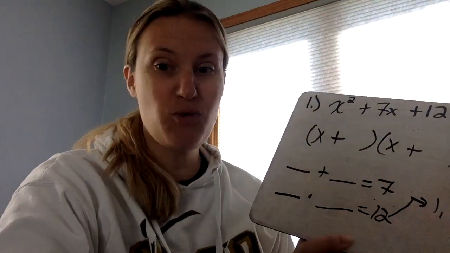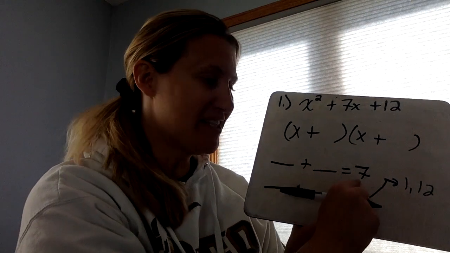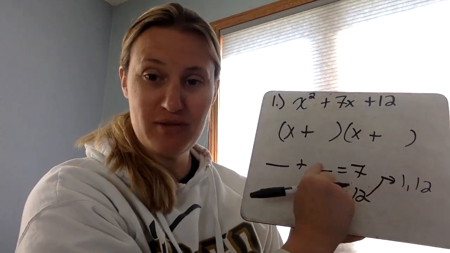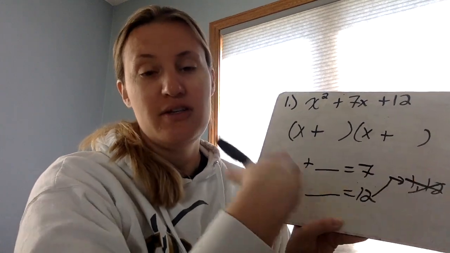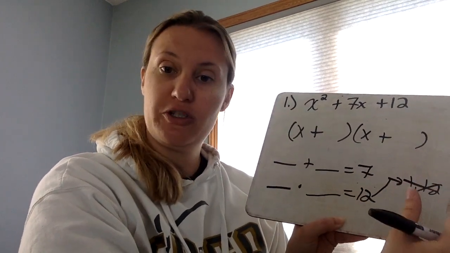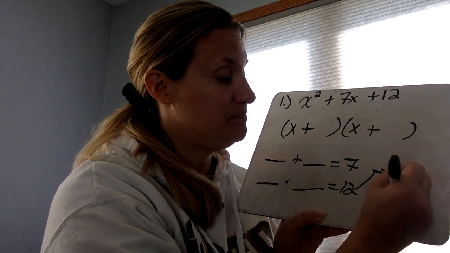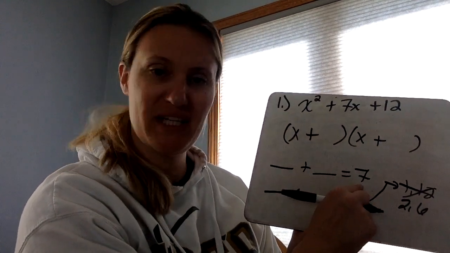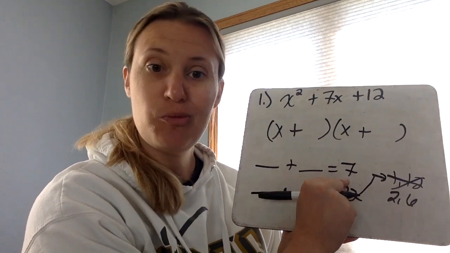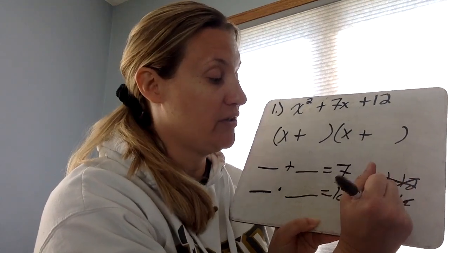1 times 12 will give me 12, but does 1 plus 12 give me 13? Or give me 7? No, it gives me 13. So I can't use those. So give me another set of numbers that equal to 12. Well, 2 and 6. Okay, 2 times 6 does give me 12, but what is 2 plus 6? Is that 7? Nope, it's 8. So those are not going to work.